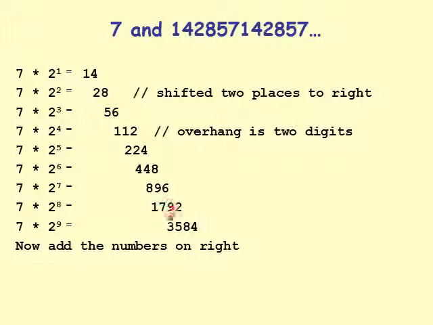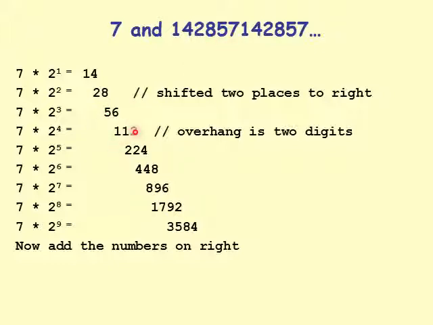3 is aligned with 9, 5 is aligned with 2, and 8 and 4. Yes, continue. If we add these numbers on the right, we get 1 4, 2 8, 2 8, 5 6, and 1 5 7.